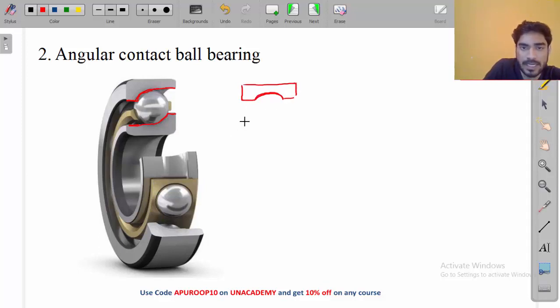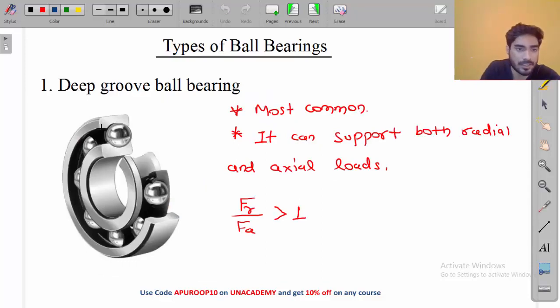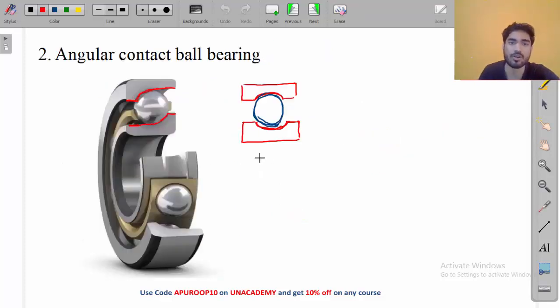Usually the grooves are cut like this. Usually in bearings, the grooves are cut like this, and then the ball is placed here. So this is the type of arrangement that you will see in a deep groove ball bearing. This is the groove. Okay, so the groove is cut like this.